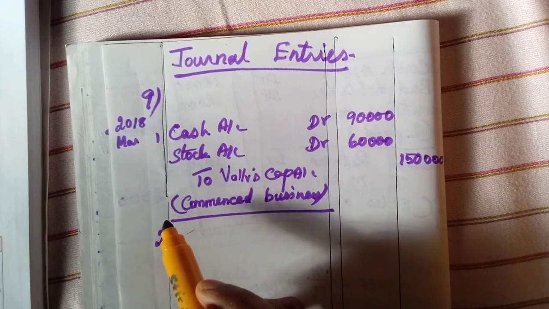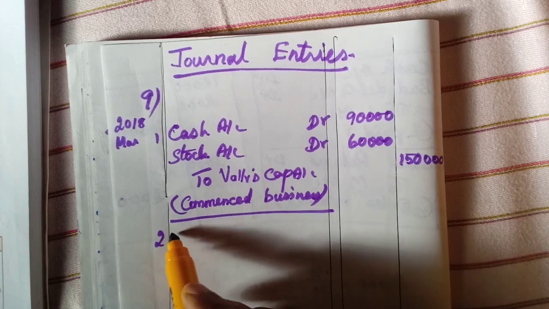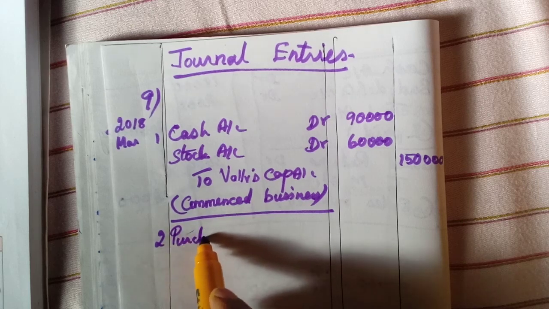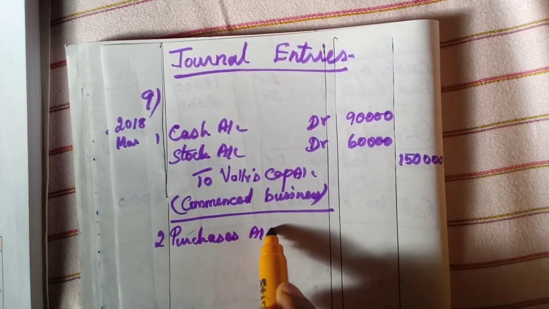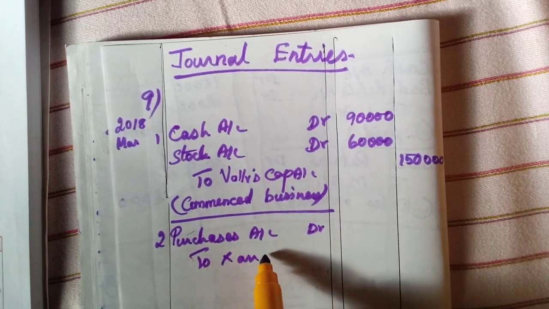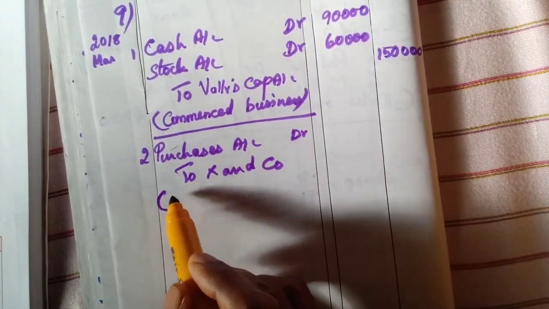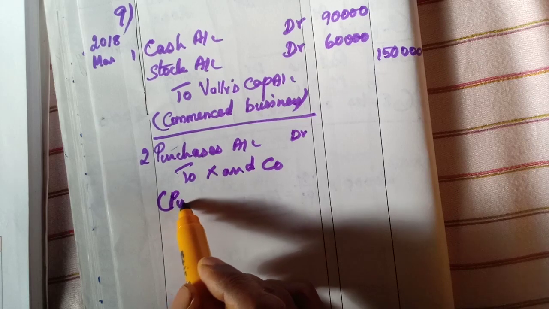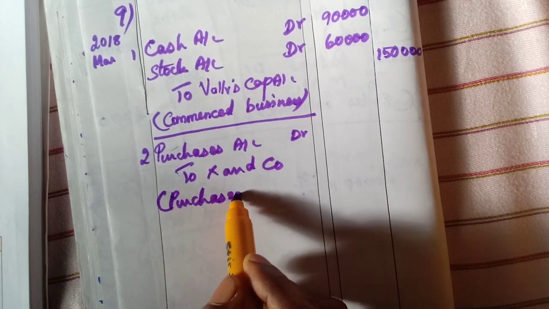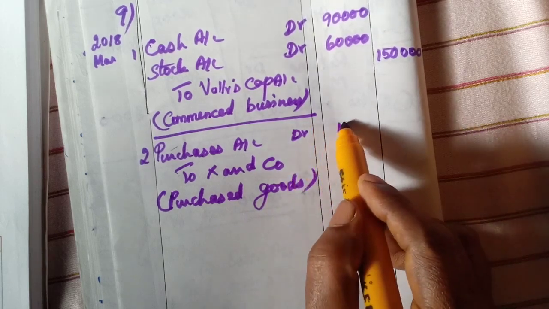So if it is on credit, that person is the giver, isn't it? So we have to credit X & Co. What should be debited? Purchased ready-made shirts, that is purchases. So purchases account debit to X & Co. Narration: purchased goods. 10,000.